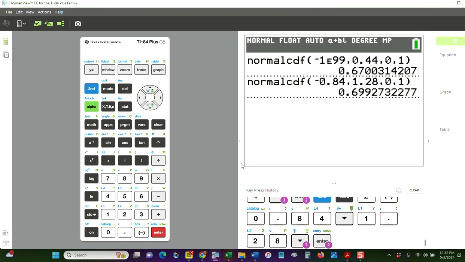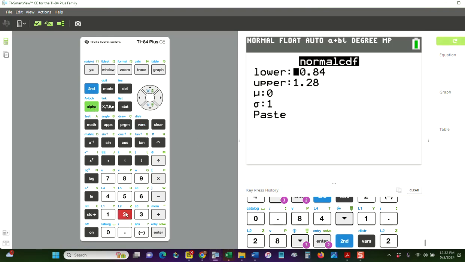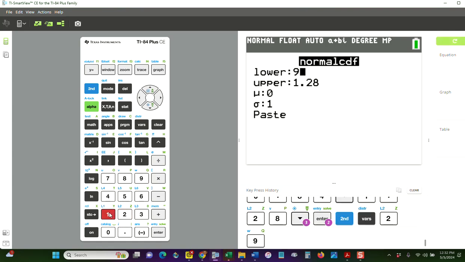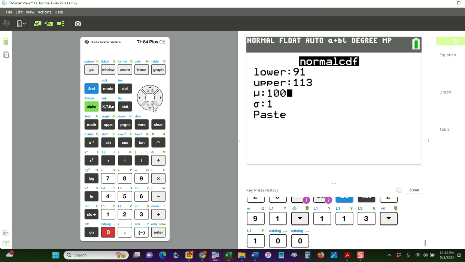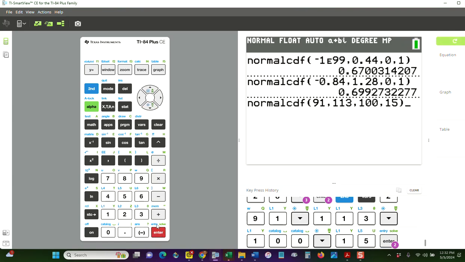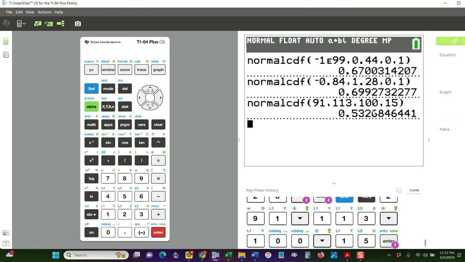And going back to the graphing calculator, here I would pull up the normal CDF function and put in the lower boundary of the IQ of 91 and the upper boundary of 113, change the mean to 100, and change the standard deviation to 15, paste that back on my home screen, and then when I push enter, again, it gives the same area of 0.5327 to the closest 10,000th, which means about 53.27% of the population has an IQ between 91 and 113. I hope this helps.